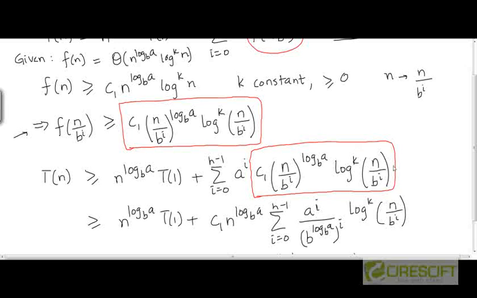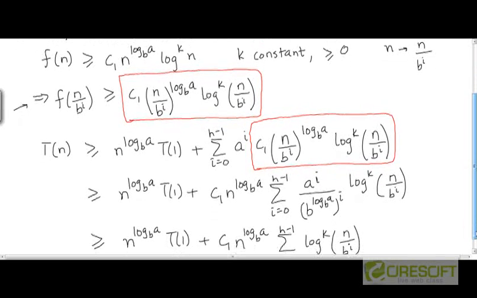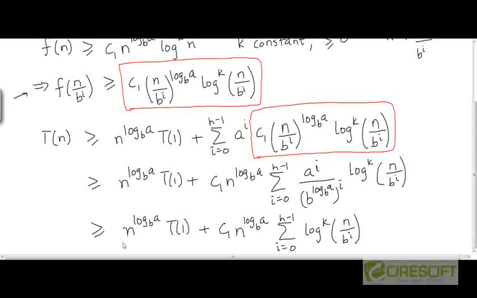And then we'll be left with log to the power k of n by b to the power I. So this term is cancelling out this term. The only thing that will be left inside the summation is log to the power k of n by b to the power I. So t of n is greater than or equal to this first expression plus c1 times n to the power log base b of a multiplied by this summation.